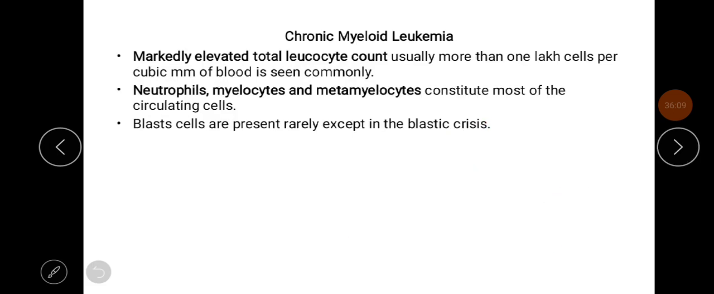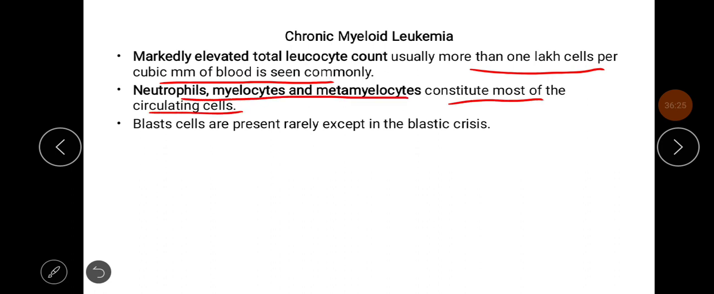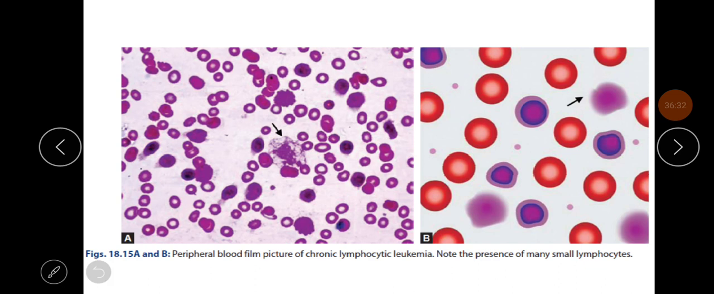In chronic myeloid leukemia, the total leukocyte count is elevated, seen at more than a lakh cells per cubic mm of blood. The neutrophil myelocytes and metamyelocytes constitute the most circulating cells. Blast cells are present rarely, except in the blast crisis. This is a diagram showing chronic myelocytic leukemia. Note the presence of small lymphocytes.